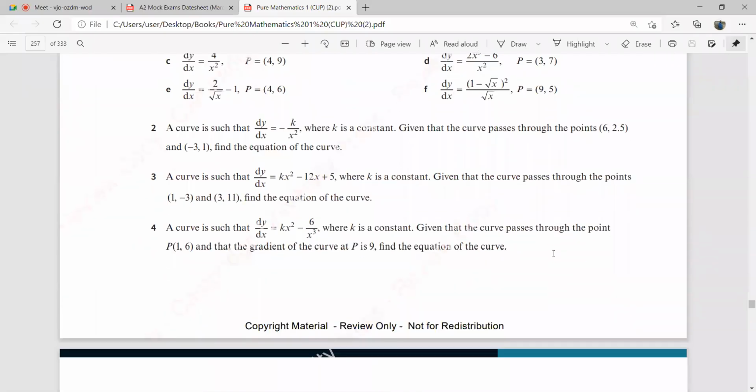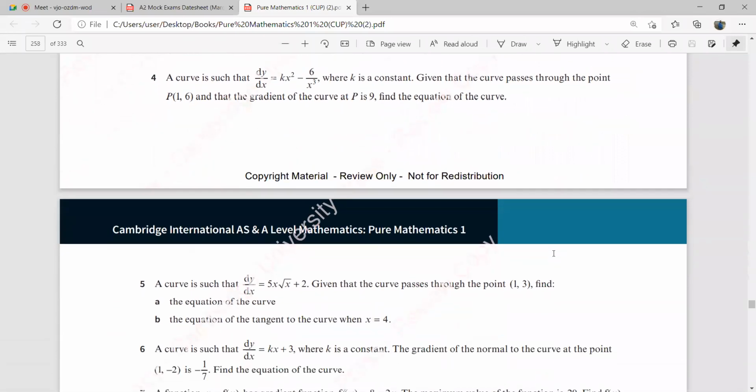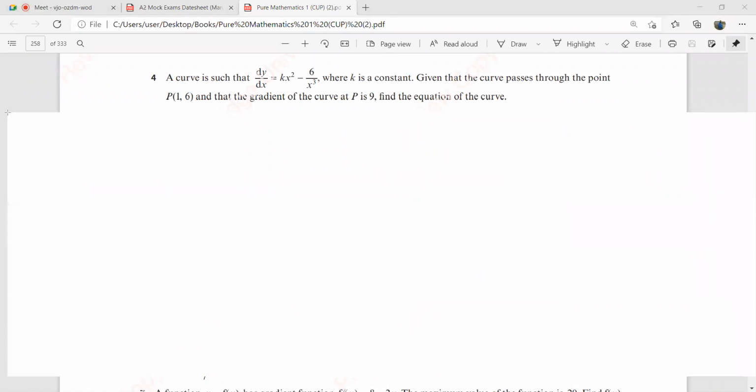Acha guys, let's try question number 4 of this exercise. This is a bit different question. Let me make some space here for the working. Acha, it says we have dy by dx that is given as kx square minus 6 over x cube, where k is a constant, given that the curve passes through the point P.